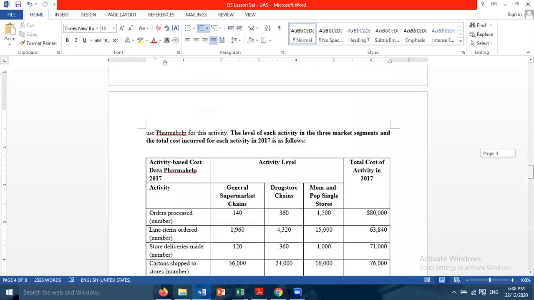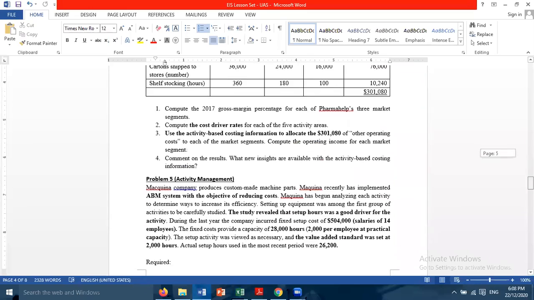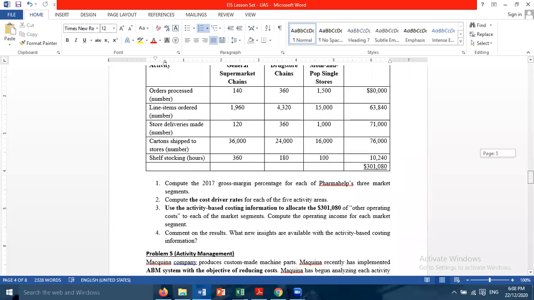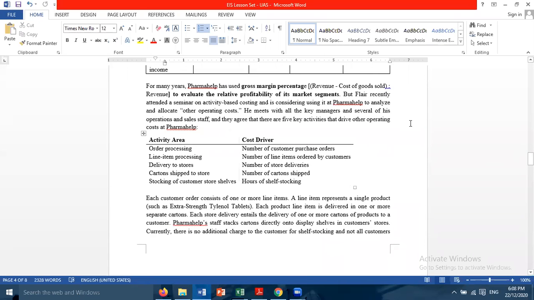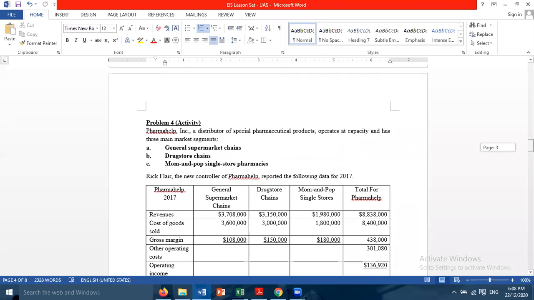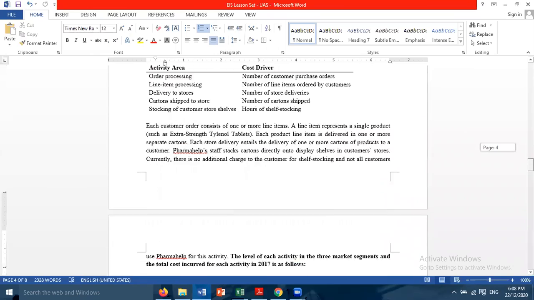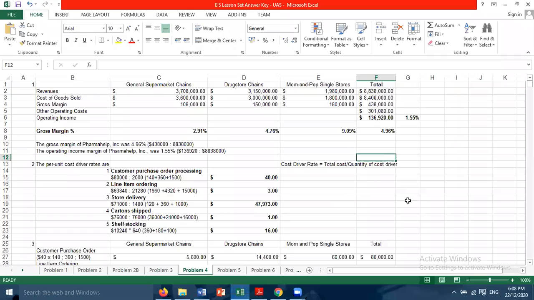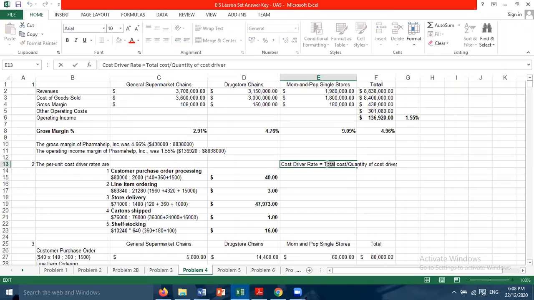Then the next one is number 2. Compute the cost driver rates for each of the 5 activity areas. So here we need to compute the cost driver rate. Exactly how do we compute the cost driver rate? Well, simply enough, the formula for cost driver rate is just the total cost of that cost driver divided by the total quantity of that cost driver. In this case, both pieces of information are already provided here.